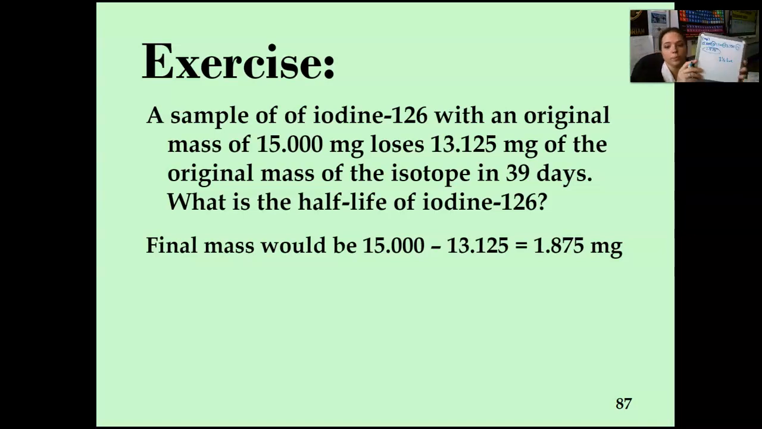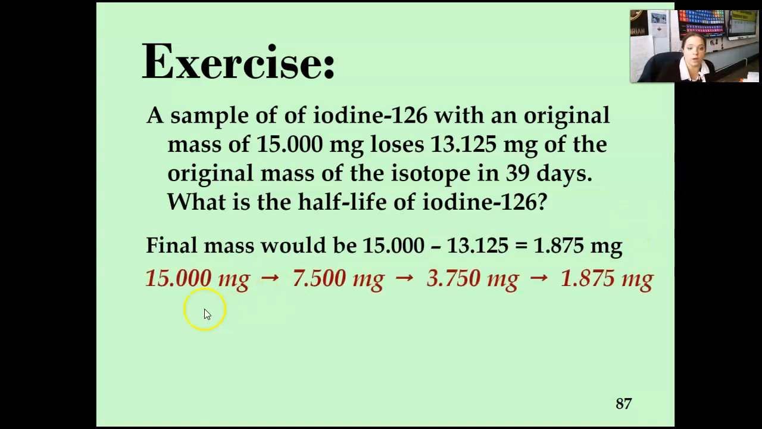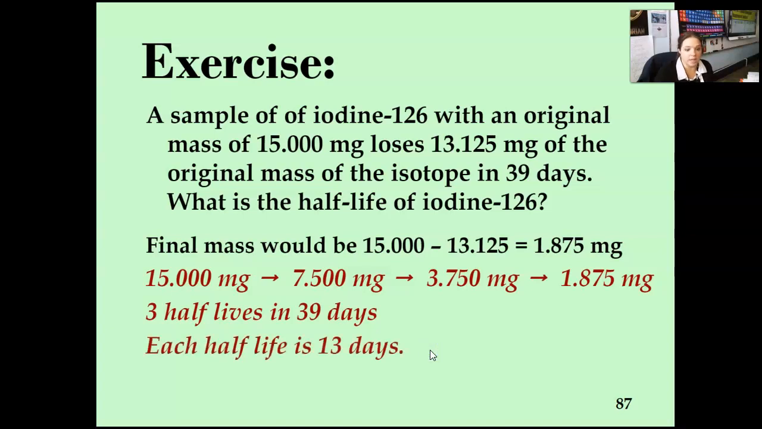Well, why is that important? We know that it took 39 days. So 39 divided by 3 means each half-life took 13 days. Because all I have to do is divide. It takes 13 days to decay. Let's see if my math is right. So 1, 2, 3. 3 half-lives into 39 days ends with 13 days for each half-life.